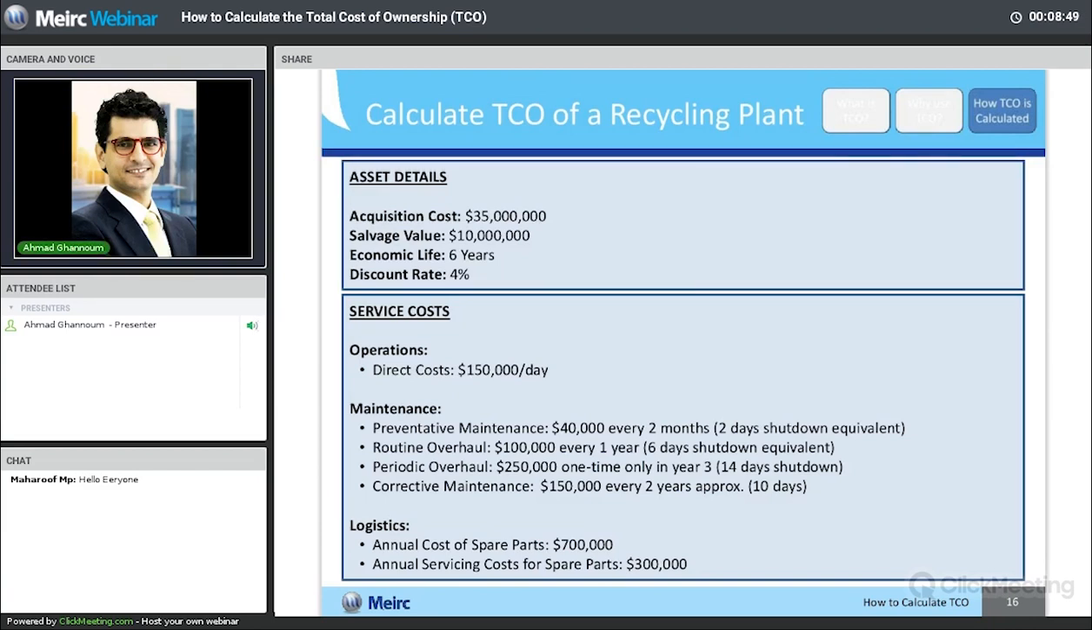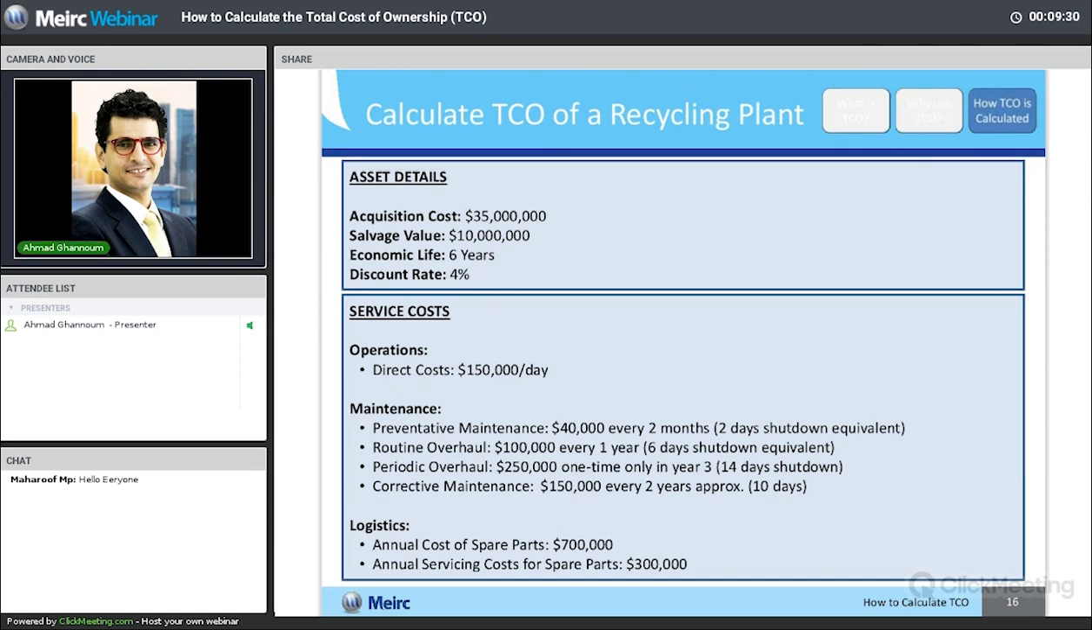The discount rate, typically you can get from your finance department. Now this varies from market to market. Usually it's set at 4%, and this is the value by which money is depreciating year on year. Again, we have various service costs associated with this investment that apply over the 6 years. First, you see in front of you, we have the operational costs, and these amount to $150,000 for every day that the factory is operational or running. So for example, if I have a shutdown, if the factory is not operating, in that case we are not going to incur these direct costs.